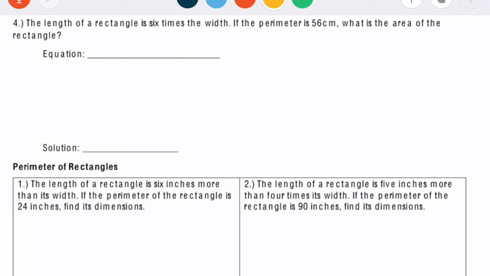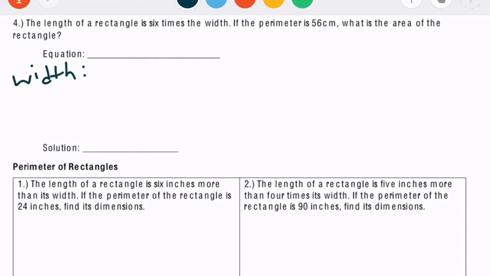The fourth problem is a little bit different. We're talking about the length of a rectangle now. So for our solution, we actually have to figure out what is the area of the rectangle. In order to find the area of a rectangle, we need to find the width and the length. So again, at the start, we need to define our variables.